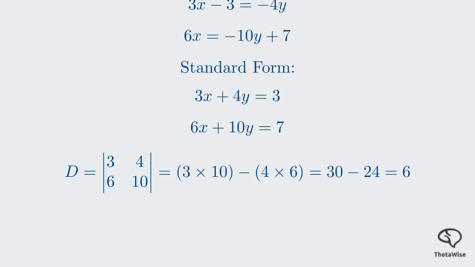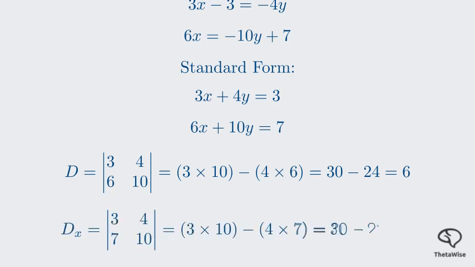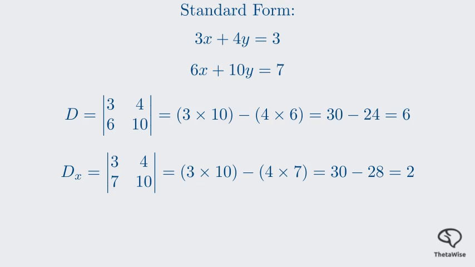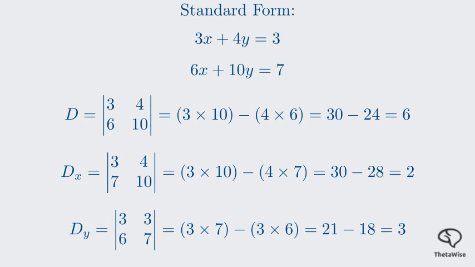The determinant D sub x is found by replacing the first column with the constants 3 and 7. The value is 3 times 10 minus 4 times 7, which is 30 minus 28, or 2. The determinant D sub y is found by replacing the second column with 3 and 7. The value is 3 times 7 minus 3 times 6, which is 21 minus 18, or 3.